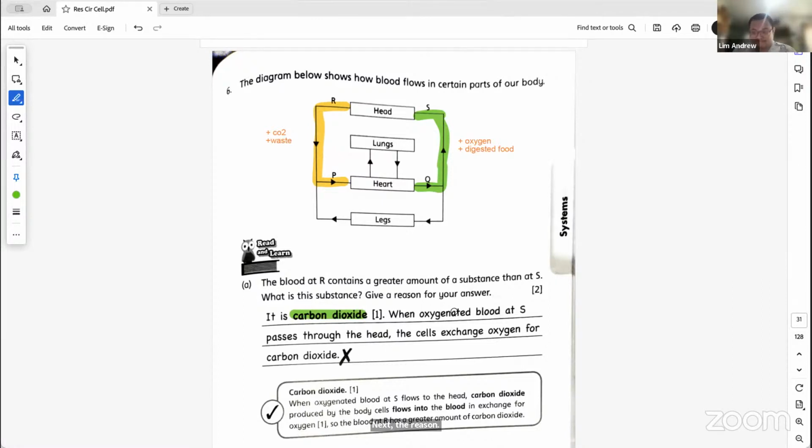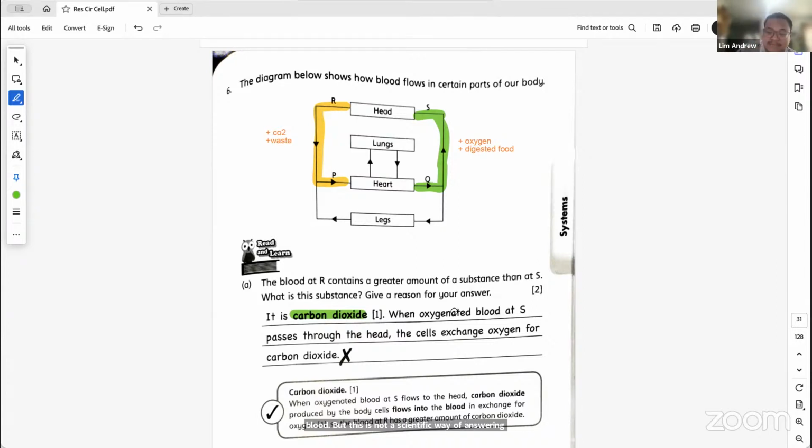We know that in layman terms, in simple terms, the reasoning will be saying that when oxygenated blood at S passes through the head, the cells exchange oxygen for carbon dioxide. This is in layman's terms. In simple words, this is how we can explain the activity that's happening in the head in terms of blood. But this is not a scientific way of answering.